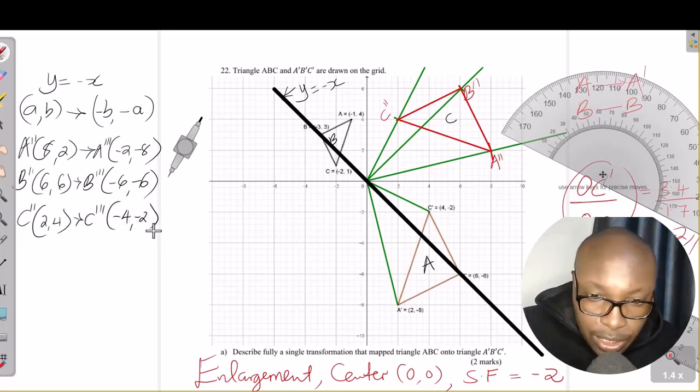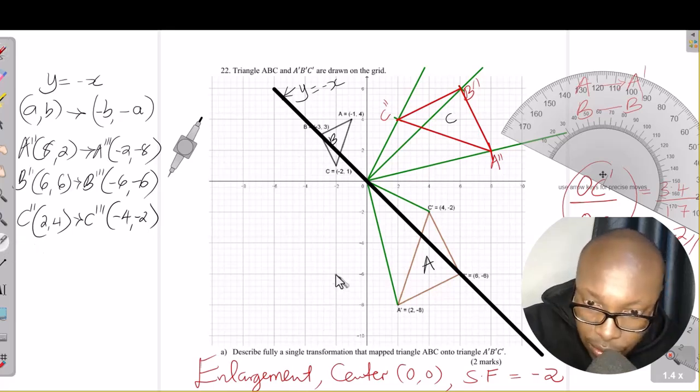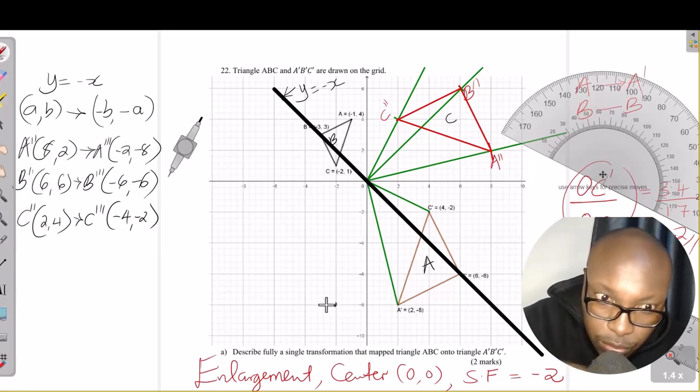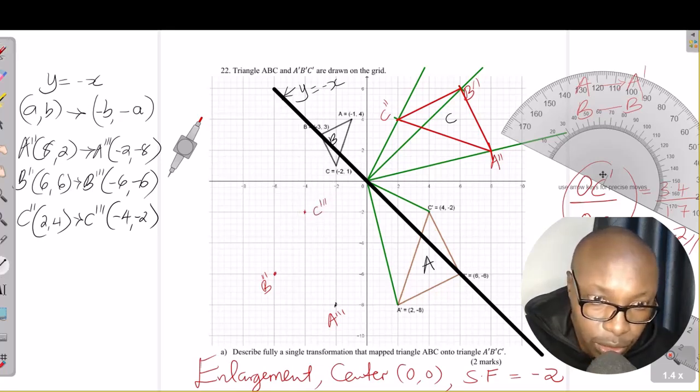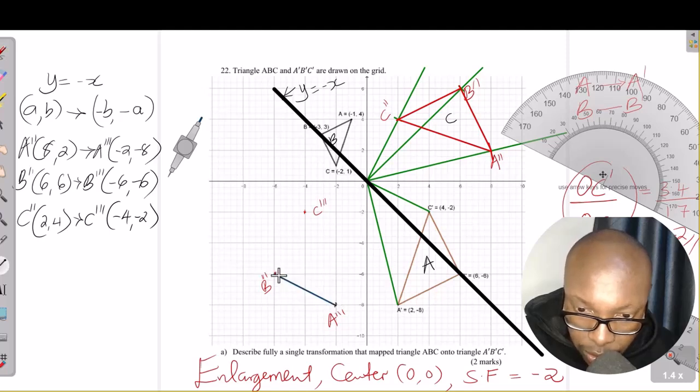Now, having that, we can simply plot them to have that triangle. So for A triple prime, (-2, -8). So -2 is here. Then -8 will be here. So this will be A triple prime. And then for B, (-6, -6) will be here. This is B. And then for C, (-4, -2). So this is C triple prime. So now we can join them. We have A to B, and then from B to C using a straight line, and then from C to A. So that is the triangle.